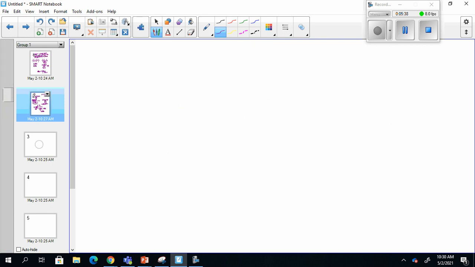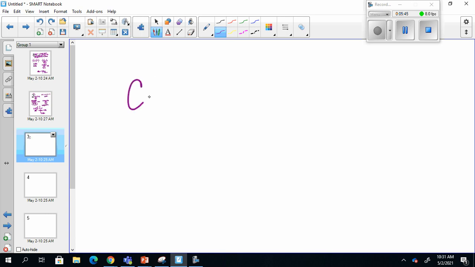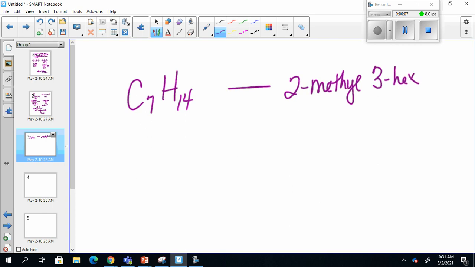All right, I'm going to do one more with you. I'm going to do one where we just compare formulas. One more page with you. So let's say I have C7H14. So that is definitely going to be an alkene. And then for the other one, so these are the two that I'm comparing, I'm going to say I have 2-methyl-3-hexene. And you have to figure out, could those be isomers of each other?